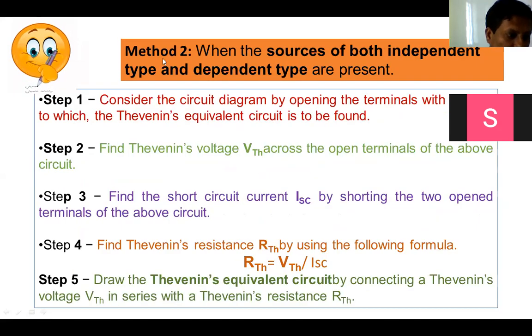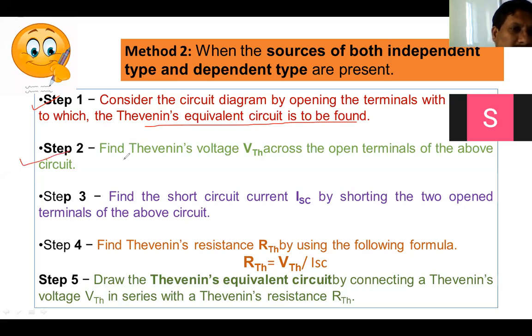So what we can do, a method to just understand, but when we solve the method 2 problems, at that time only we can understand what these steps are. Only one step will be extra here compared to method 1. So first step is same. Consider the circuit diagram by opening the terminals with respect to which Thevenin's equivalent circuit is to be found. Means you have to make the 2 terminals open.